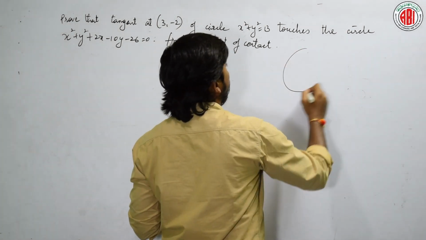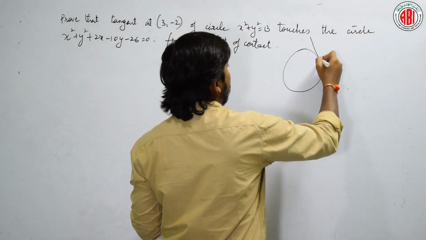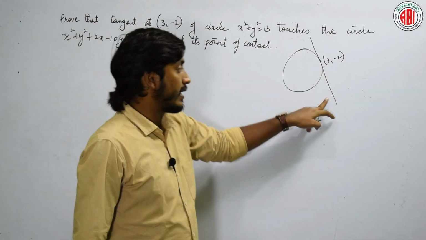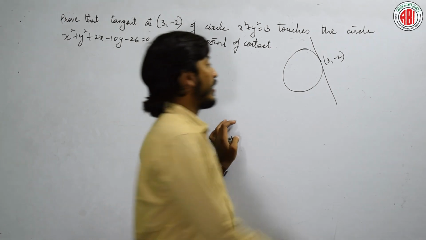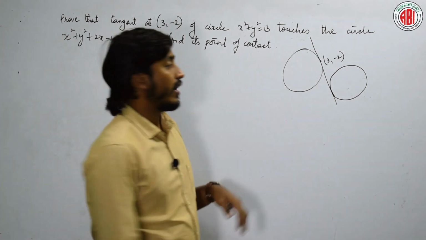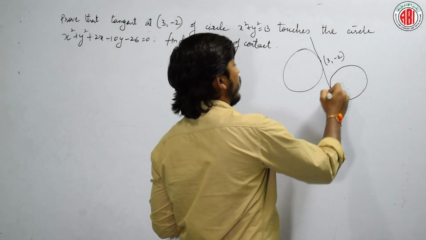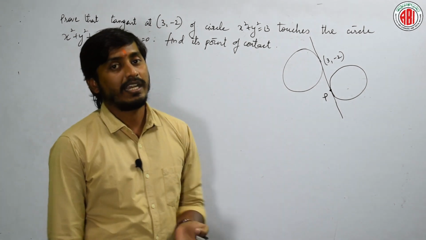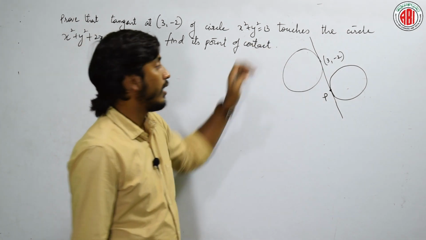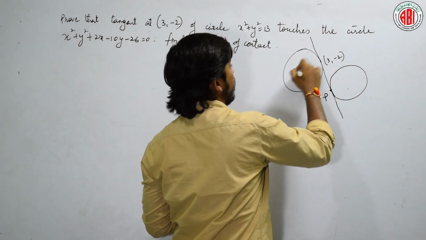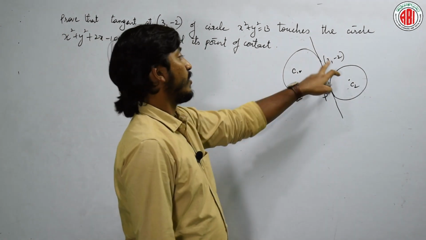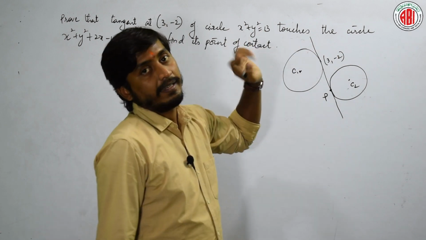First circle has a tangent at some point 3 comma minus 2. Okay. He is telling that this tangent touches the second circle itself. So, let us draw somewhere here. Okay. So, we have to find this point of contact. Clear? What is the condition we have to do? Firstly, we have to find this tangent. How do we find? Using this 3 comma minus 2, we can find the tangent.